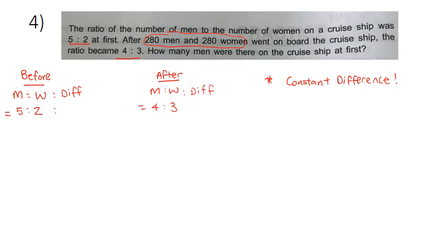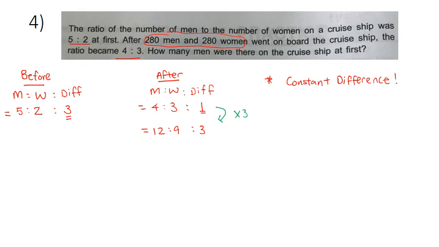I'm going to include the difference between the number of units of men and women, which is 3 in the first ratio, and 1. Now, since the difference between men and women is the same, therefore, it cannot be 3 units in the first ratio and 1 unit in the second. It has to be the same. So in order to make it the same, let me multiply the second ratio by 3 to get an equivalent ratio such that the difference is 3 units. And by doing that, I will get 12 to 9 to 3.